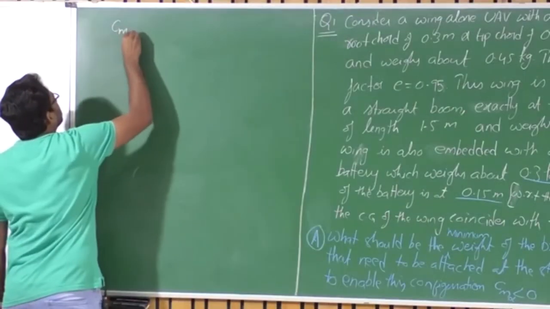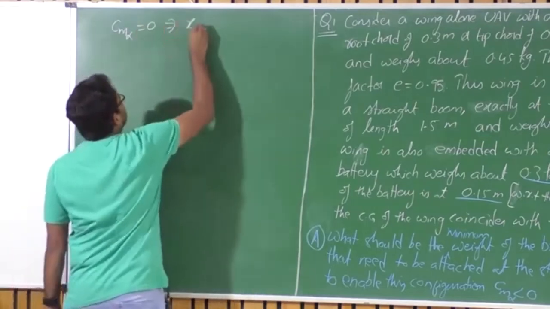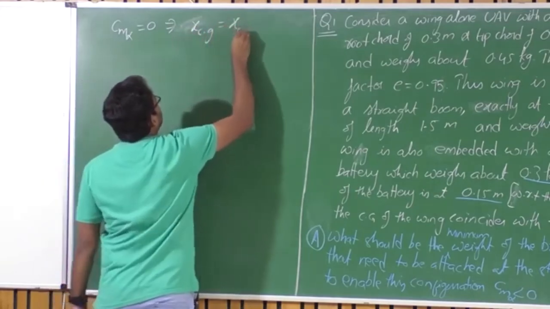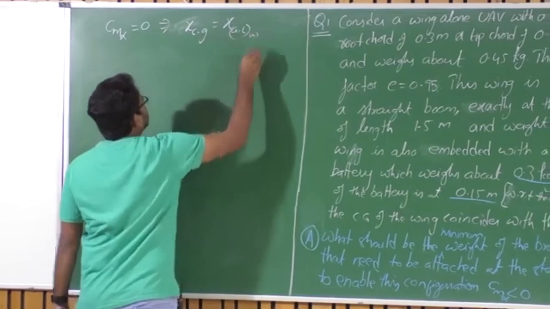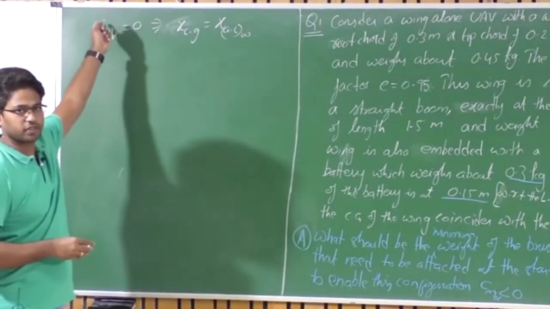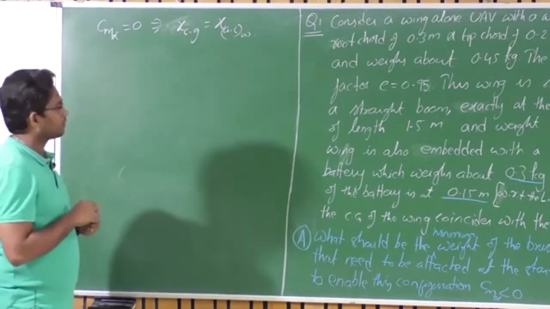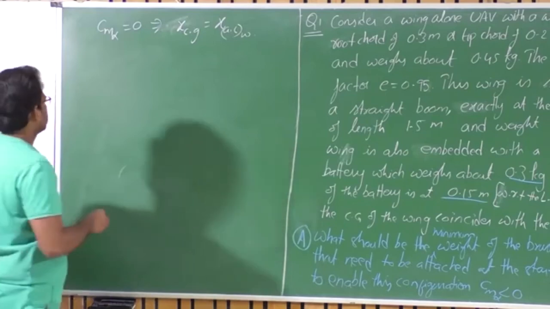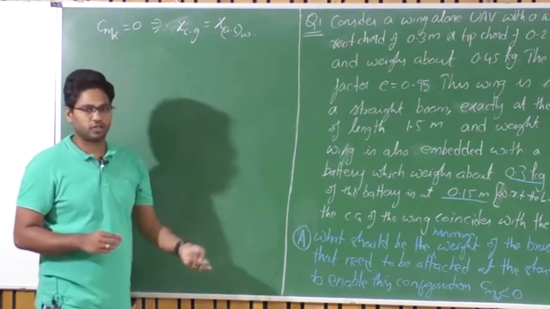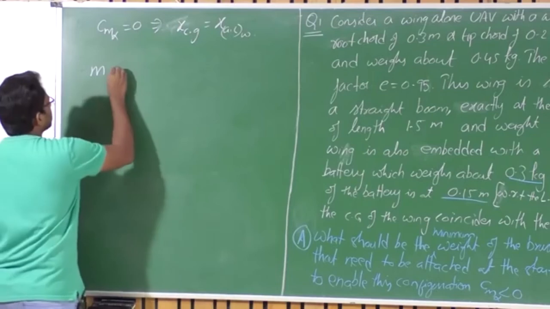So CM alpha for me to become 0, right, which implies XCG should be XAC of the wing. Am I correct? So by substituting that CM alpha 0 in the previous equation, what we have is this: XCG must be equal to XAC of the wing, right? Now, if this has to be the final XCG, what should be the mass of the motor? Now, what is the total mass of the aircraft?